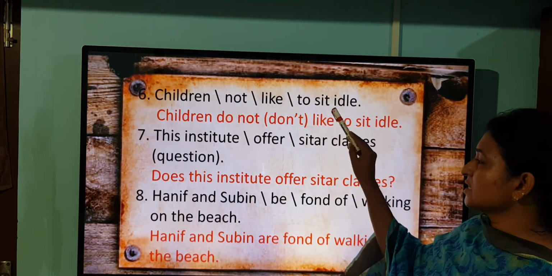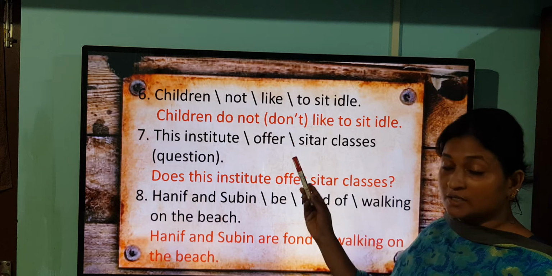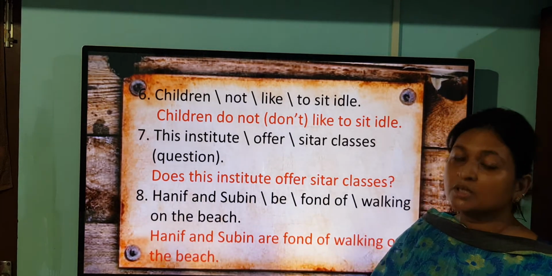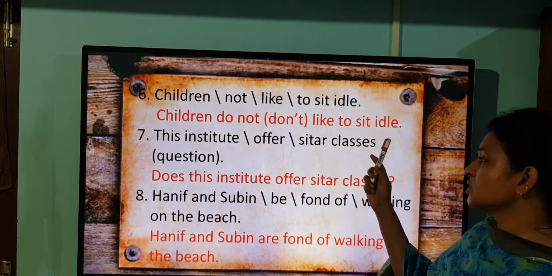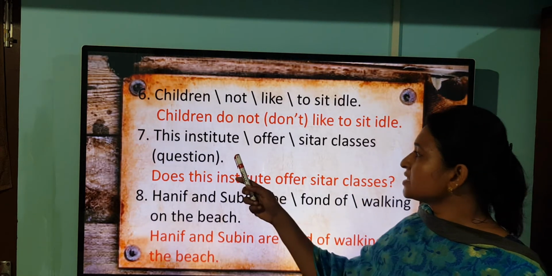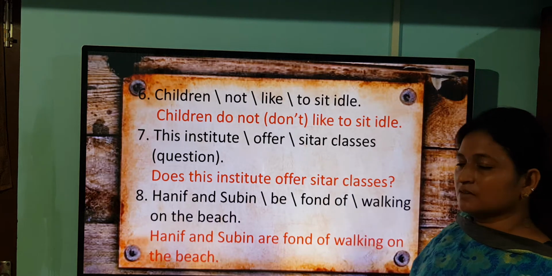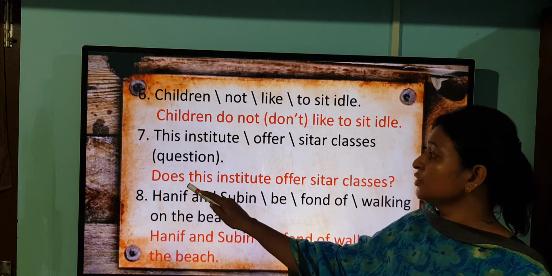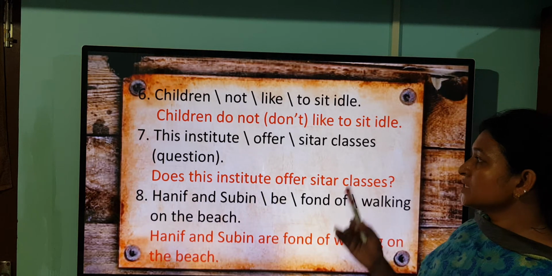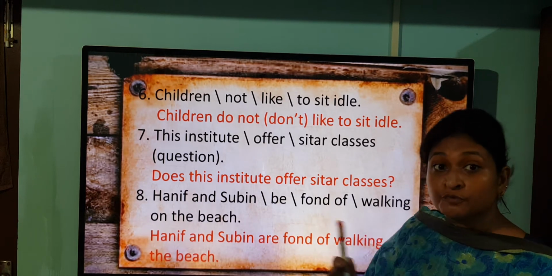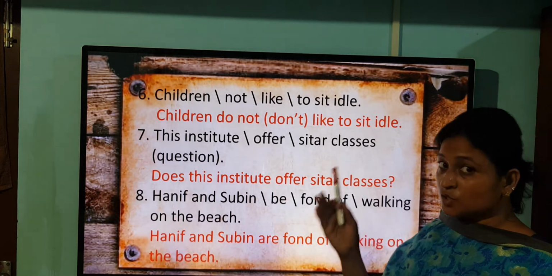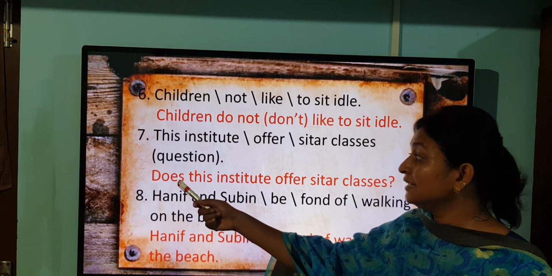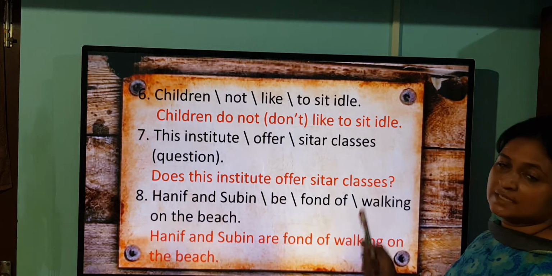Children not like to sit idle. Children do not. You can even use the short form like I have written here, don't. It's up to you. Either you write don't or you write do not, like to sit idle. This institute offers sitar classes. Frame a question. Now, because you have to make a question here, we will use does. Otherwise, how can you write this institute offers sitar classes? So, whenever offers comes, you use does. So to frame a question, what do you write? Does this institute offer sitar classes?